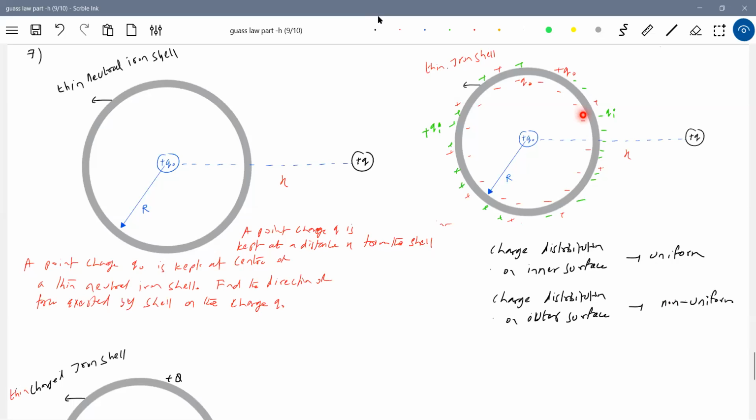Now, force exerted. See, at this point, this plus Q charge will exert force towards right. Still it's at equilibrium, so then what happens? The shell should exert force towards right. It's not advisable to show, but still to make you understand, I'm showing it. This will be the force exerted by the point charge Q, FQ. The force exerted by the shell will be in this direction. And what is the state of it? It will be at rest.